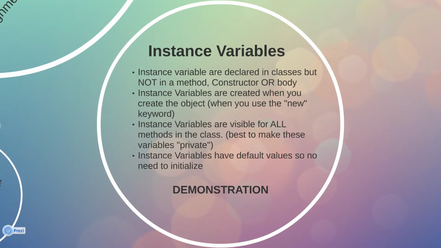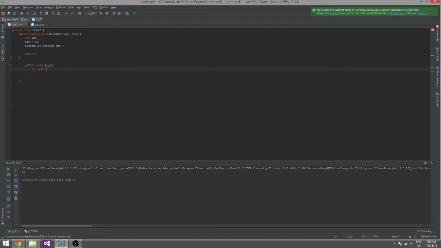But instance variables are visible for all methods in that class, okay? Only the methods in the class that you declared it in. It's best to make these variables private. You don't need to really understand that. We're going to explain that further through our tutorials. Okay, so instance variables have default values, so no need to initialize. Okay, so now let's try something.